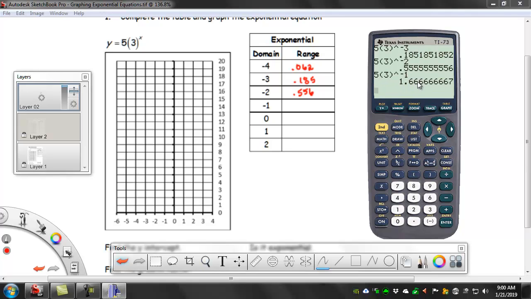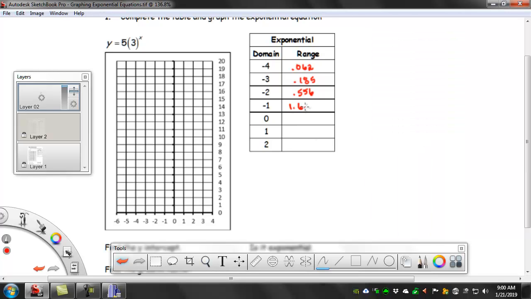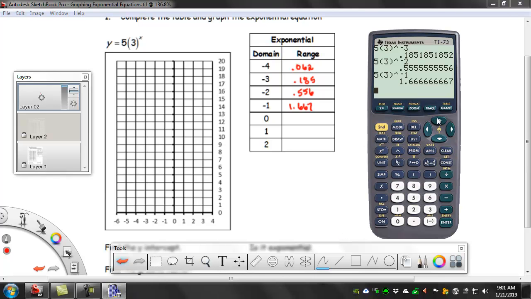Now that 1 is between, I have 1.66, so it'll be 1.67. That's just between 1.5 and 2, right? So it's between 1.5 and 2. Just think about when I'm going to have to graph this.